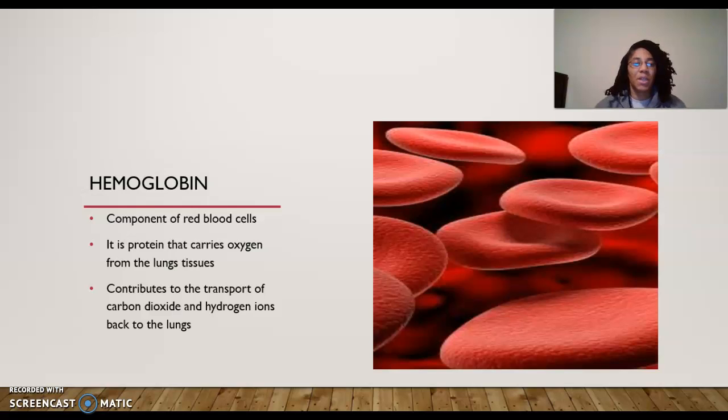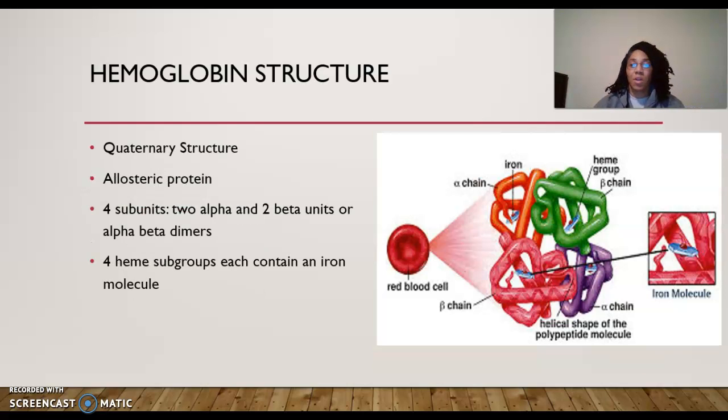So hemoglobin is a component of red blood cells. It is a protein that carries oxygen from the lungs to the tissues. It also contributes to the transport of carbon dioxide and hydrogen ion back to the lungs. So let's talk about the structure.